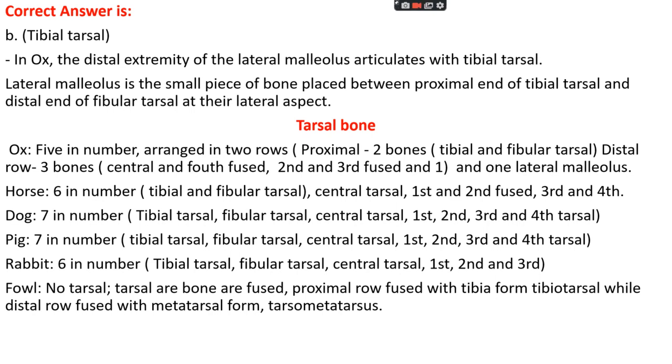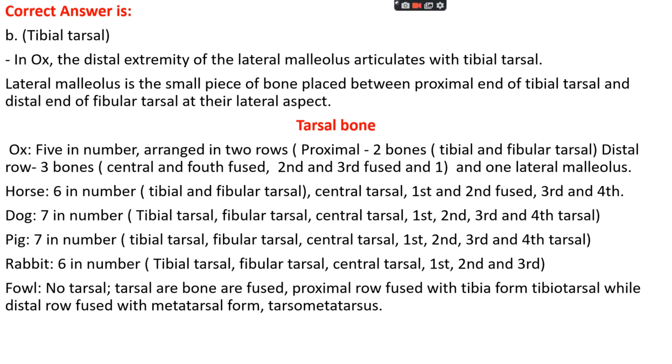Okay. In case of a dog, it is seven in number: tibial tarsal, fibular tarsal, central tarsal, first, second, third, and fourth tarsals. In case of a pig, it is also seven in number, with the same bones. In case of rabbit, it is six in number: tibial tarsal, fibular tarsal, central tarsal, first, second, and third tarsals, while the fourth tarsal is absent in rabbit.